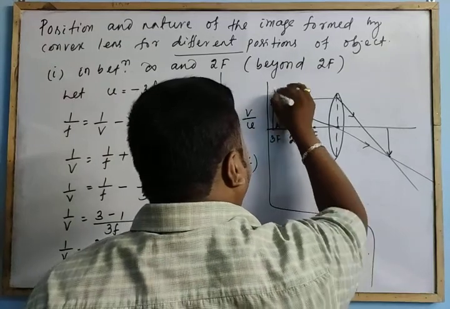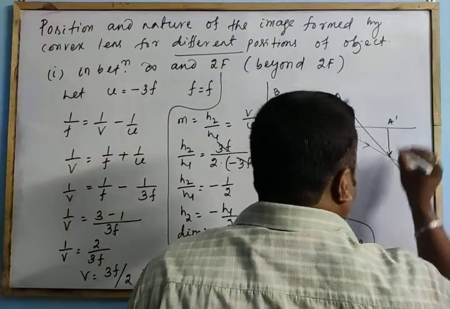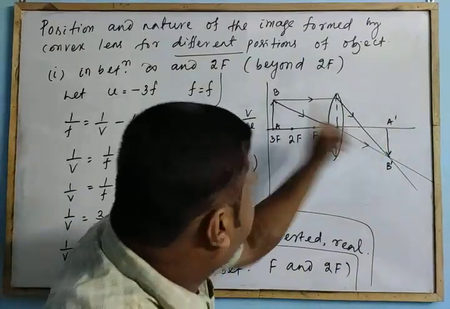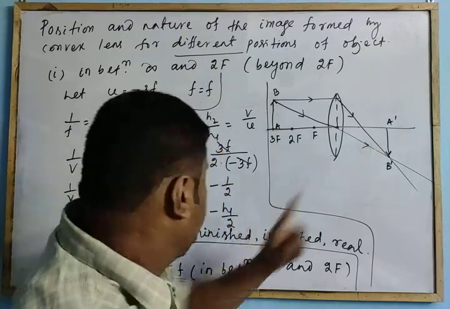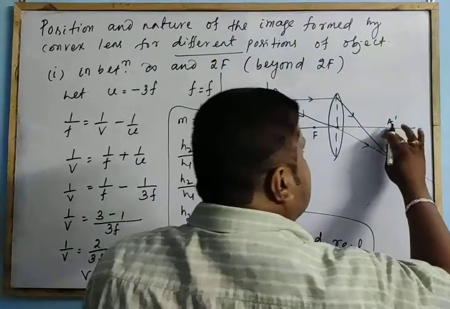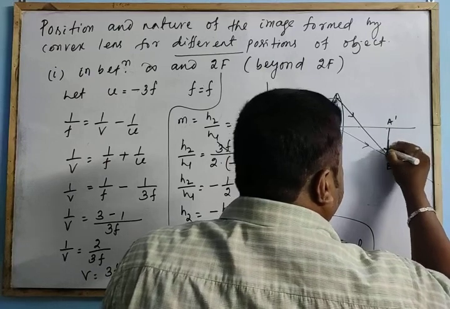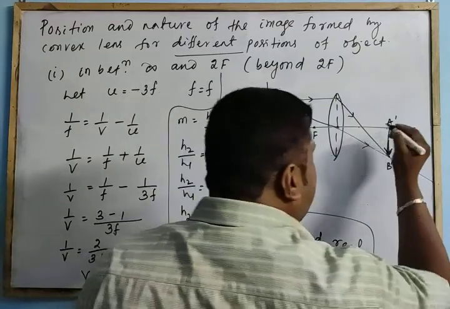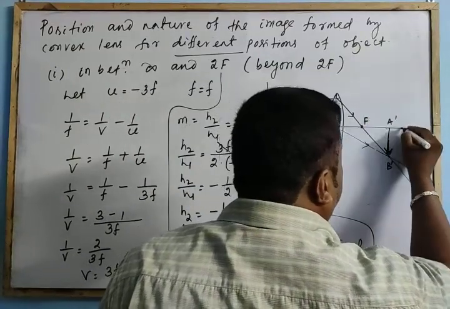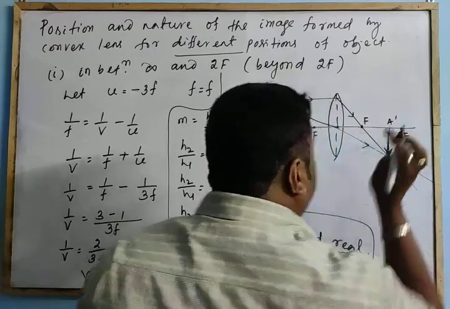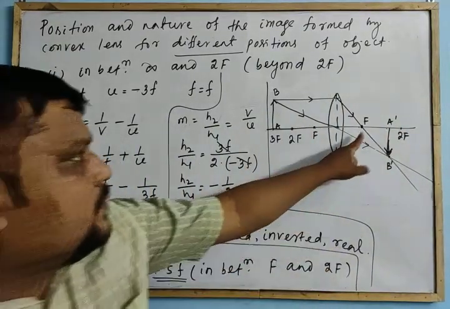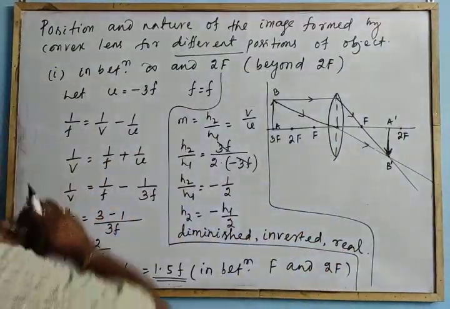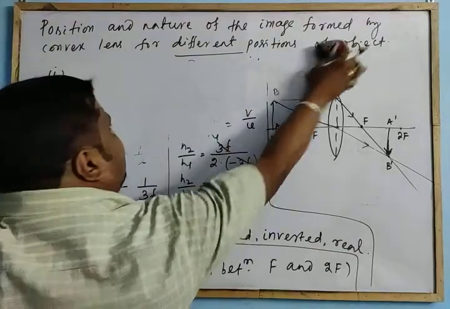Okay? AB is the object, and A dash B dash is the image, which is diminished, inverted, and real. So this is the image position. It is smaller than the object size. Clear? So this is the case. And where will it fall? Suppose this is your f and there will be your 2f. It is in between f and 2f. Clear?